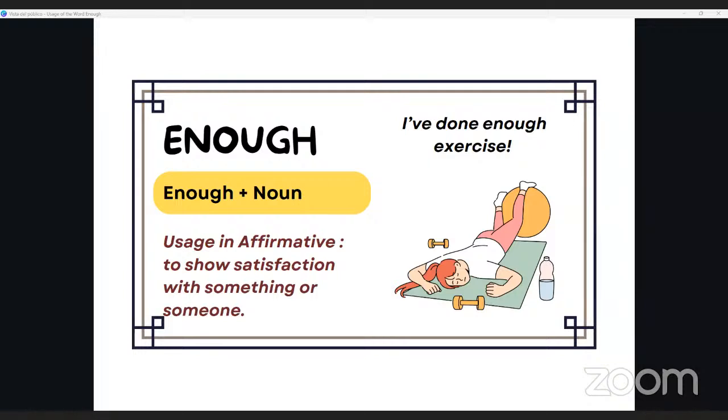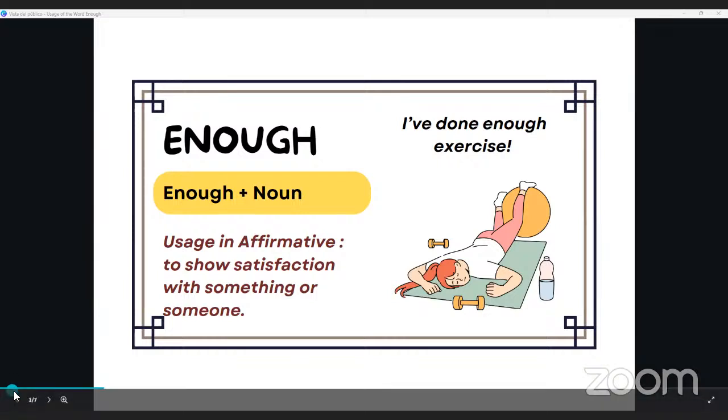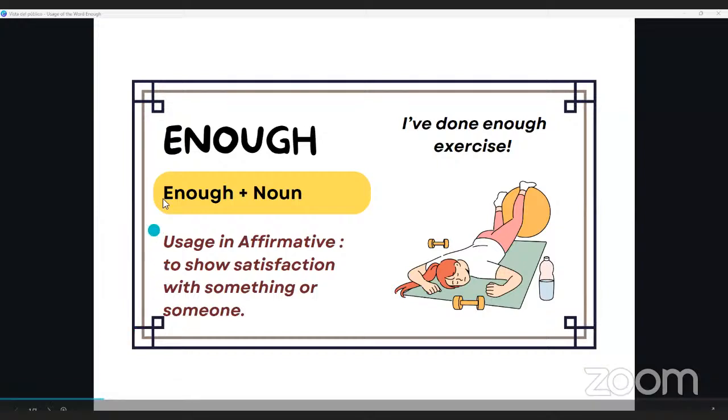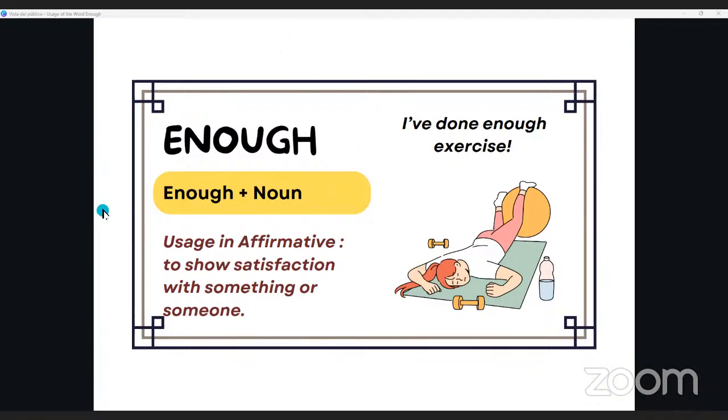Yes. Awesome. So, the other little word that we'll be seeing today and we'll practice on your book is enough. So, last one was Aranza. So, Emily, could you help me with this one? Yes, sir. Enough plus noun. Usage is in affirmative to show satisfaction with something or someone. I've done enough exercise. Exactly. Very, very good. Thank you, Emily.